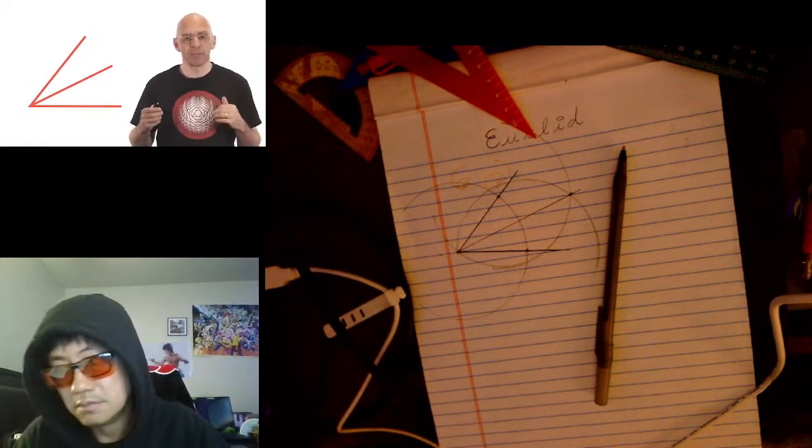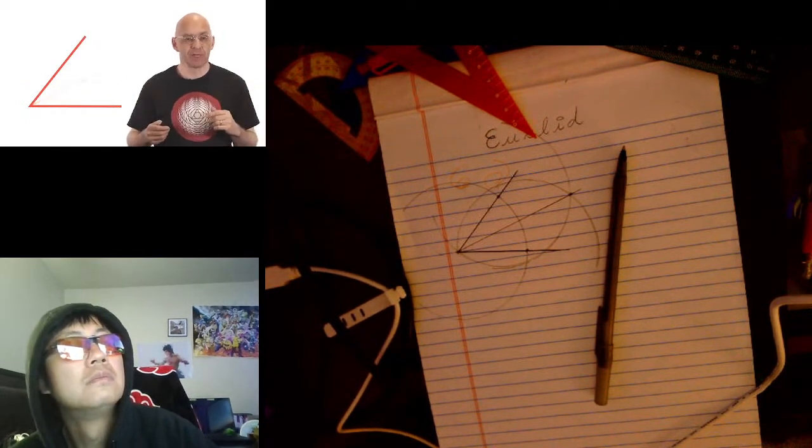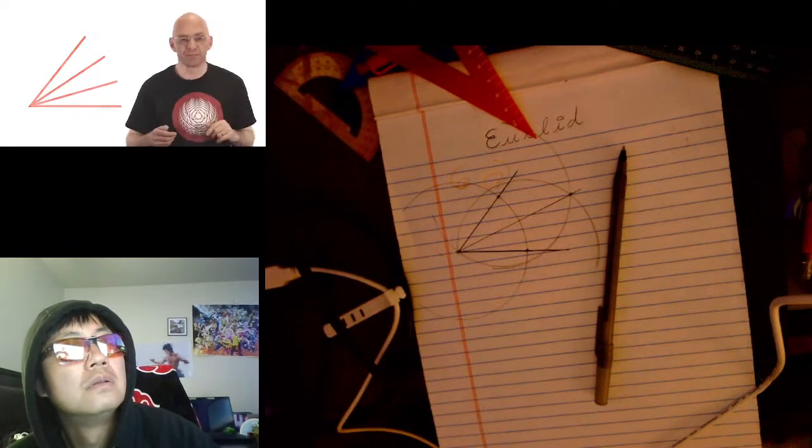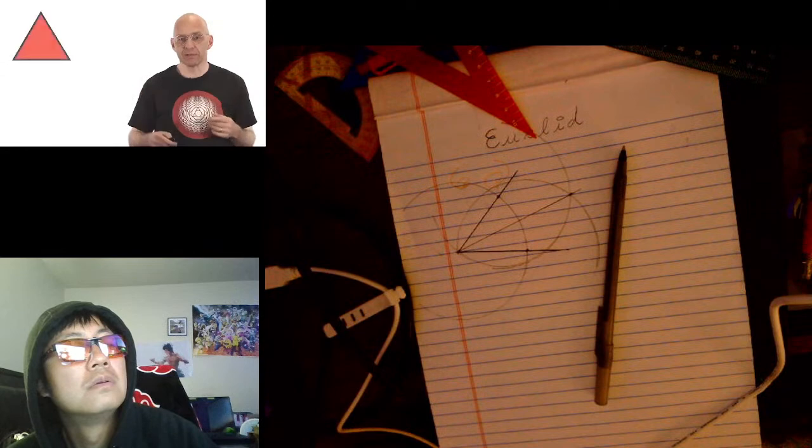But nobody could come up with a ruler and compass construction that would trisect an arbitrary angle. That's problem number 2. Next, using ruler and compass to construct equilateral triangles.